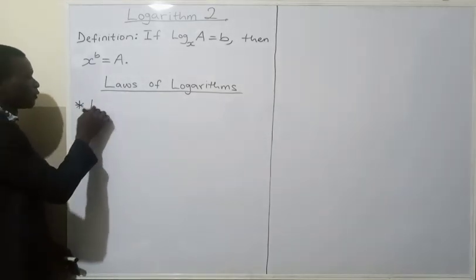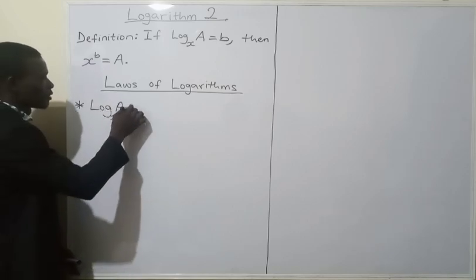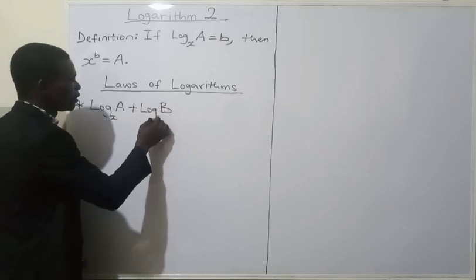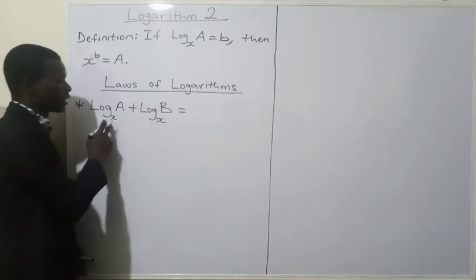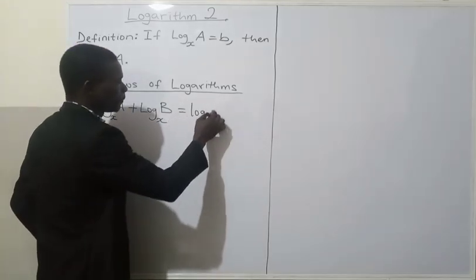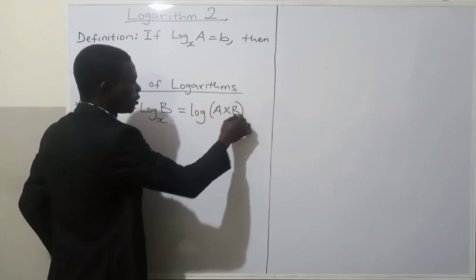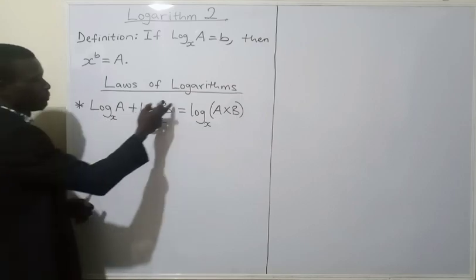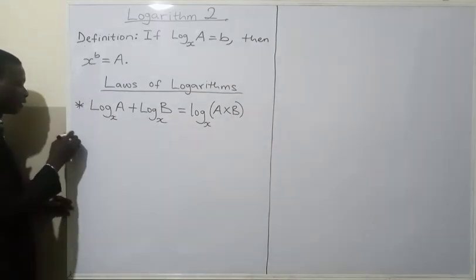when we have log a to base x plus log b to base x. Seeing that these two different logarithms have exactly the same base, we can have it to be log a multiplied by b, both having the same base x. Log a to base x plus log b to base x equals log a times b, both to base x. That's the first law of logarithm.